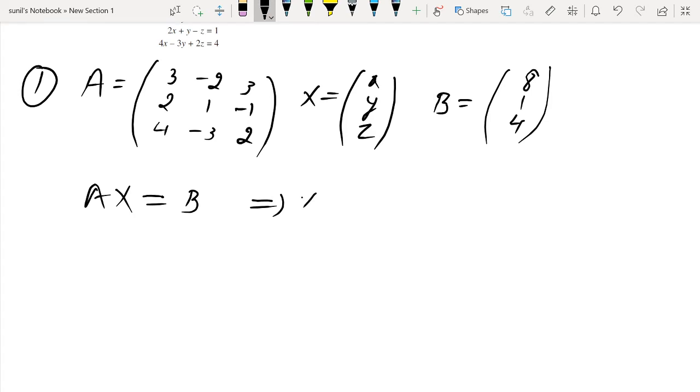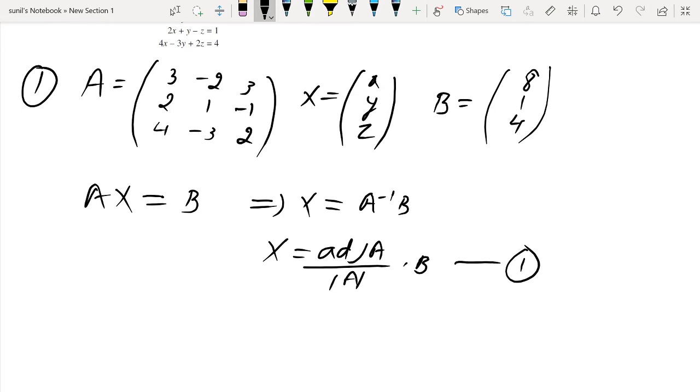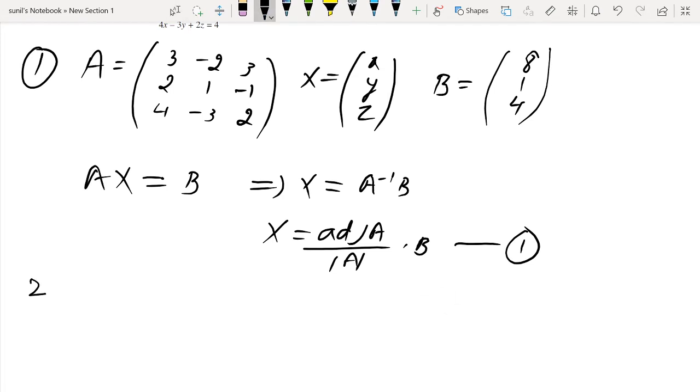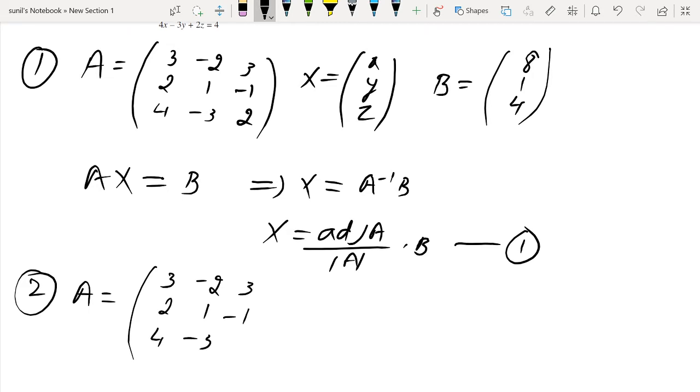Now we will represent this system as AX is equal to B. Then this implies X will be equal to A inverse of B, that is, X equals adjoint of A by determinant of A into B. Let it be 1. Now your next step is the adjoint. I am writing my matrix A again here: 3, 2, 4, minus 2, 1, minus 3, 3, minus 1, 2.